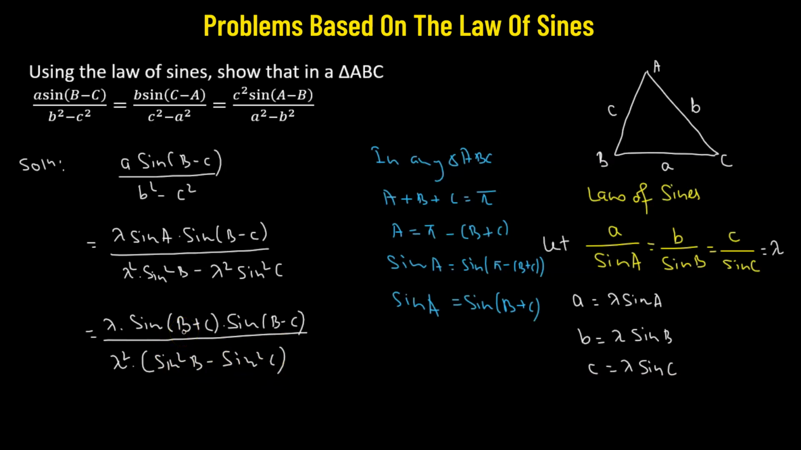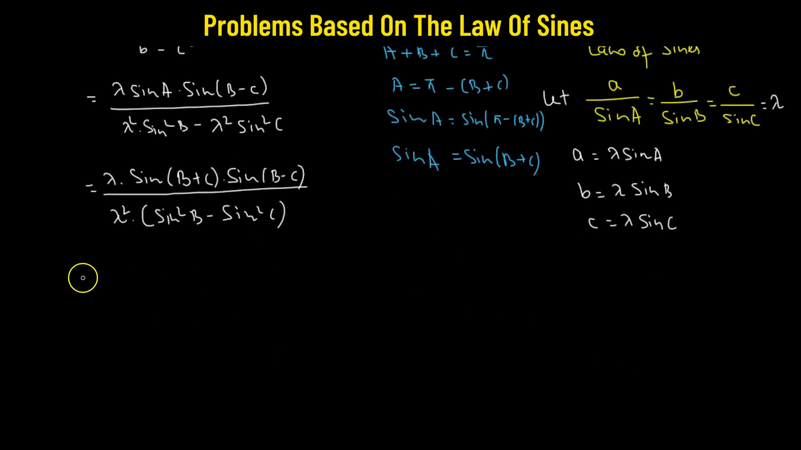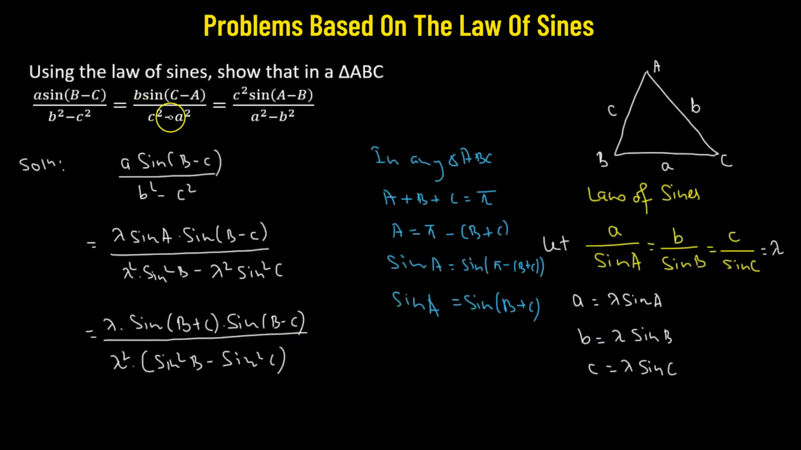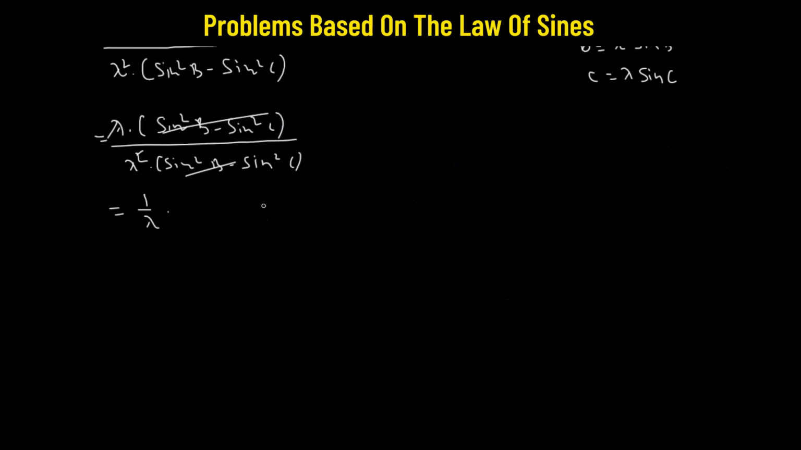Now luckily, sine of (B plus C) times sine of (B minus C) in the numerator is actually the expansion of sine squared B minus sine squared C, whole divided by lambda squared multiplied by (sine squared B minus sine squared C). So we have a common factor in the numerator and the denominator. One lambda from the numerator and one from the denominator also cancel out, and that finally leaves us with 1 over lambda.